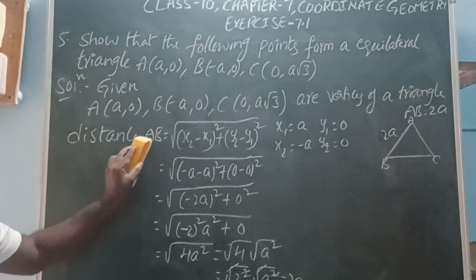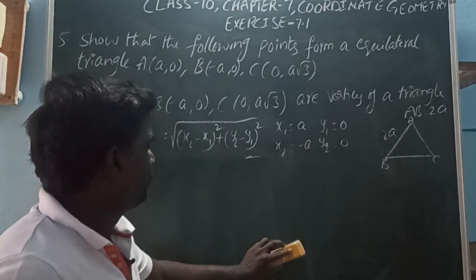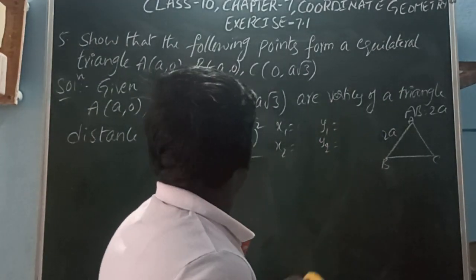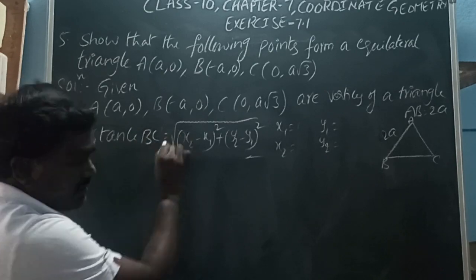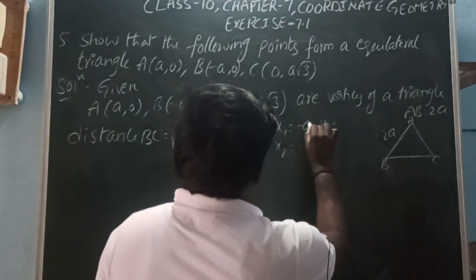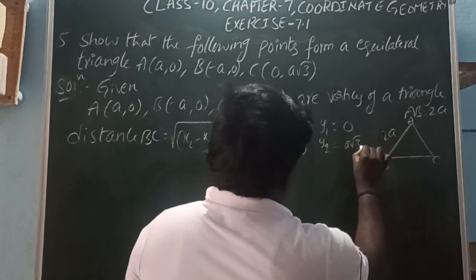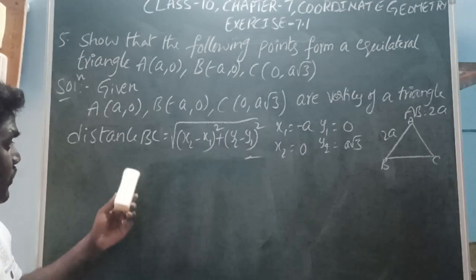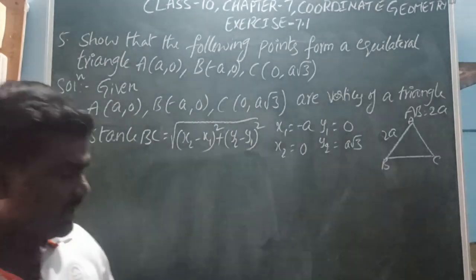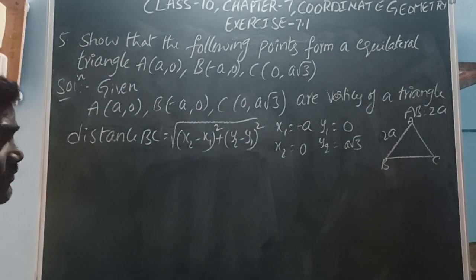So next, the distance between BC. The distance of BC, B is (-a, 0), C is (0, a root 3). So the distance of BC is equal to square root of (x2 minus x1) whole square plus (y2 minus y1) whole square.